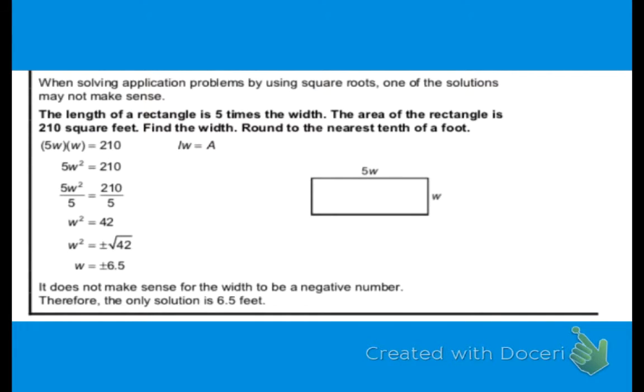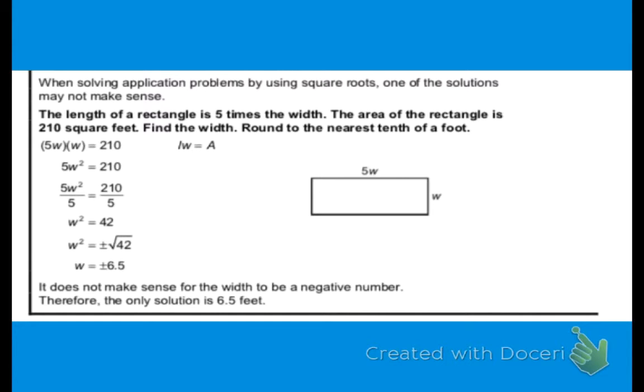Okay, so finally we're going to look at an application. In solving application problems by using square roots, one of the solutions may not make sense. You're trying to solve for, say, a side of a rectangle in this case. If you got a negative answer, it's really not going to make any sense.